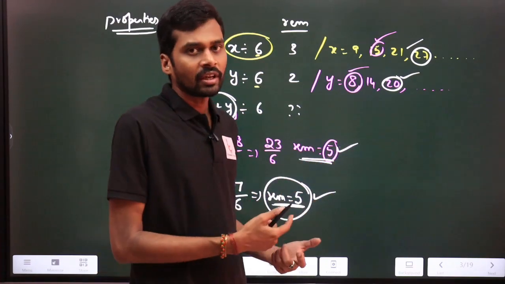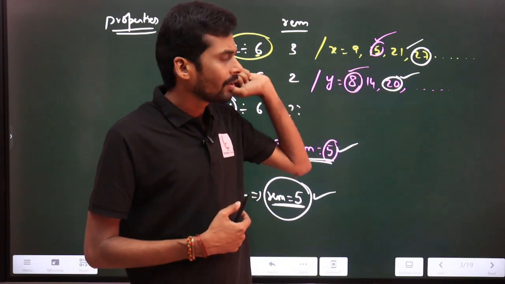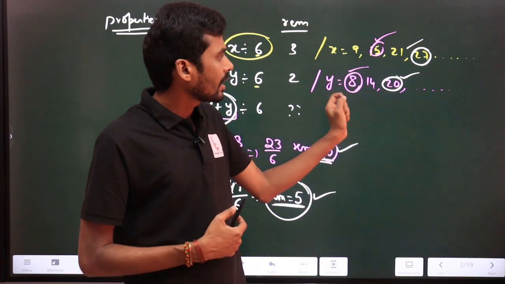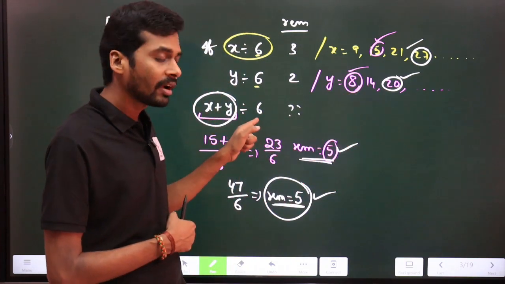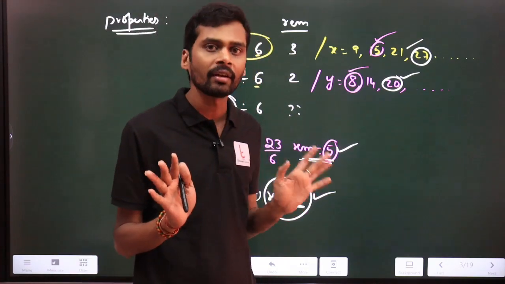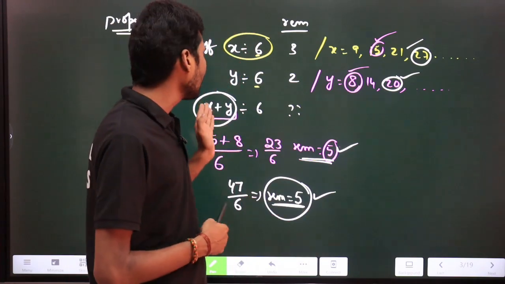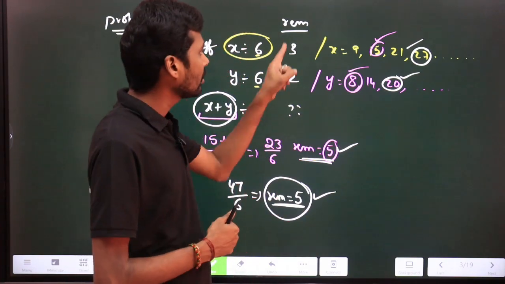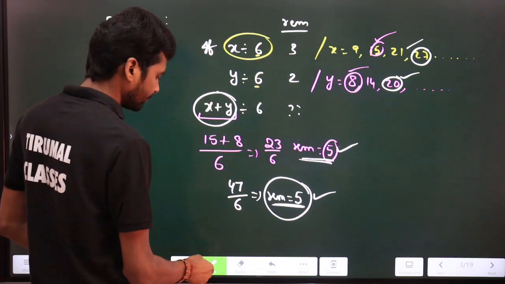So what I'm trying to tell you is, you can randomly take any number from x, and similarly you can randomly take any number from y. If you add those two numbers and then divide with 6, you always get the remainder 5. Which means that actually I do not need to know the values of x and y to find out the final remainder.